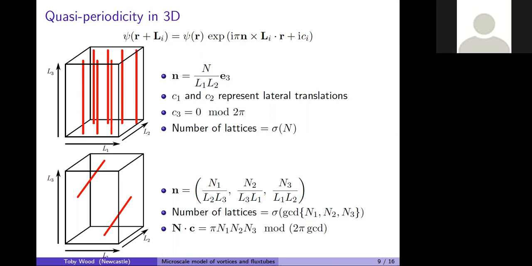And you can write it like this. n1 times c1 plus n2 times c2 plus n3 times c3 has to be equal to this, modulo 2 pi times the greatest common divisor of n1, n2, and n3.